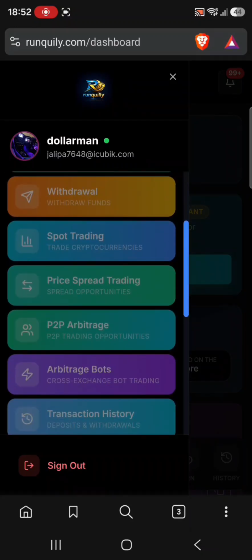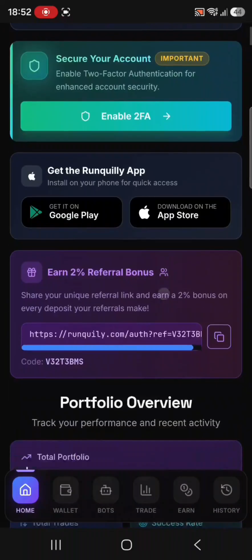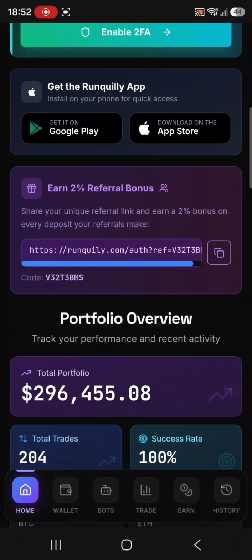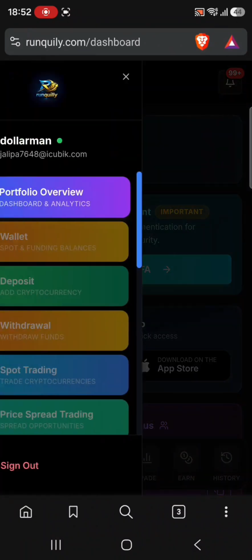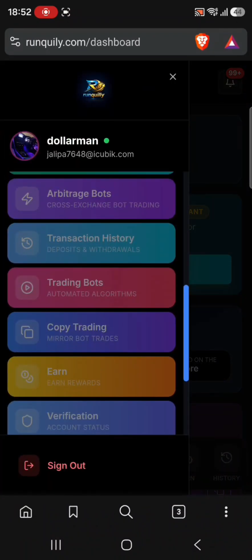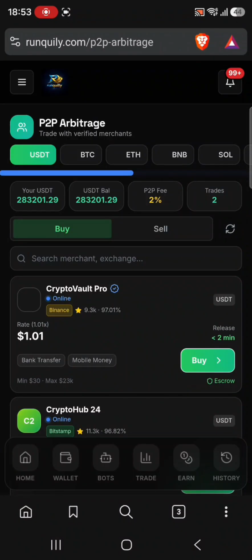So I'll be trading USDT. That's why I've copied my USDT address. And remember, mine is funded. So make sure yours is also funded with a good amount. So I'll come here on P2P arbitrage, click there.